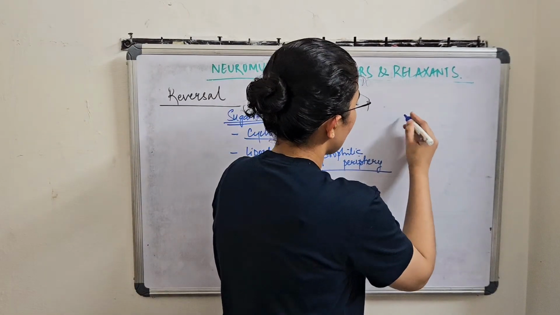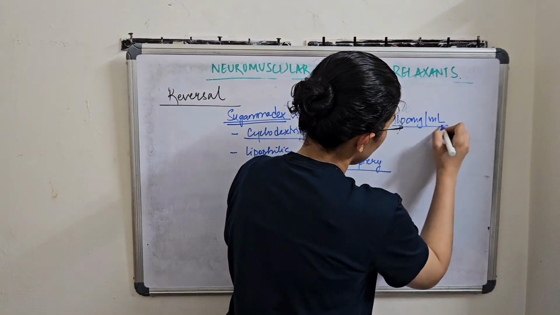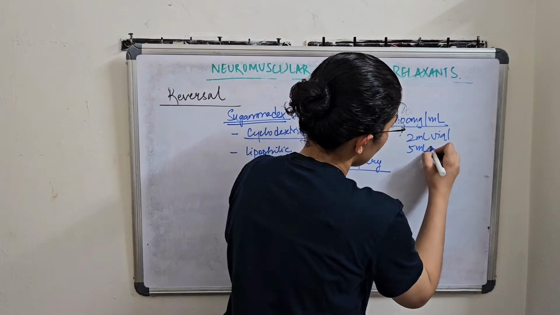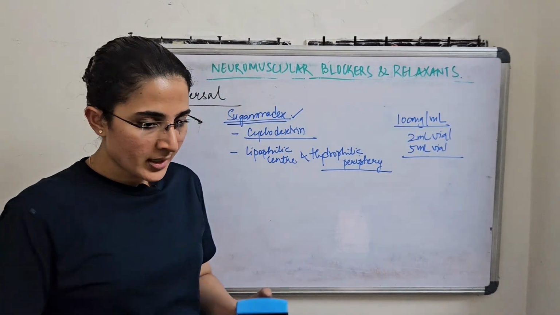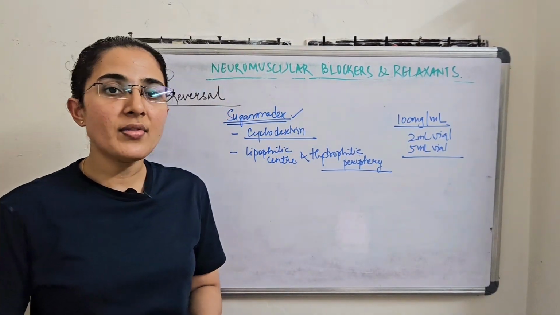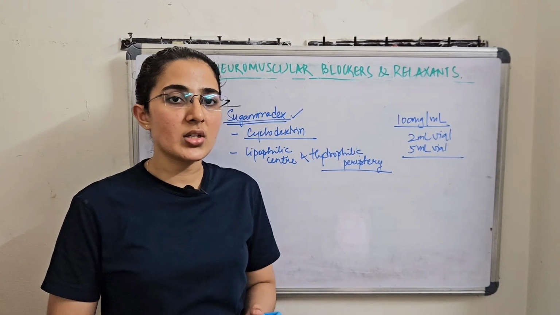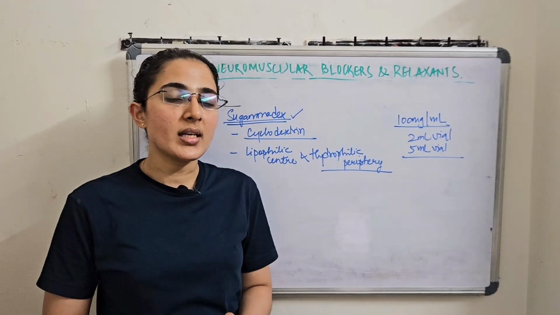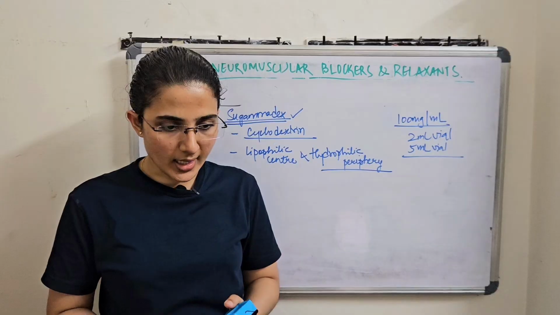It's available at 100 milligram per ml as a 2 ml vial and also as a 5 ml vial. It's a clear, colorless solution, and Sugammadex is very useful, especially when we have used rocuronium in difficult airway situations where we were unable to ventilate or unable to intubate. So we can immediately reverse the effect of the non-depolarizing muscle relaxant.